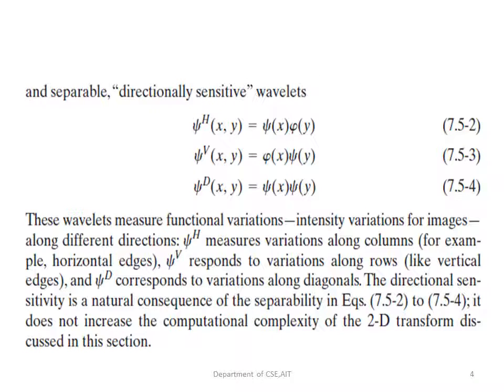Along with the separable scaling function, it will also consist of the separable directionally sensitive wavelets. The wavelets are three: psi h, psi v and psi d, where psi h measures the variations along the horizontal direction, psi v responds to the variations along the vertical direction, and psi d corresponds to the variations along the diagonals. The directional sensitivity is a natural consequence of the separability. It does not decrease the computational complexity of the two-dimensional transform.